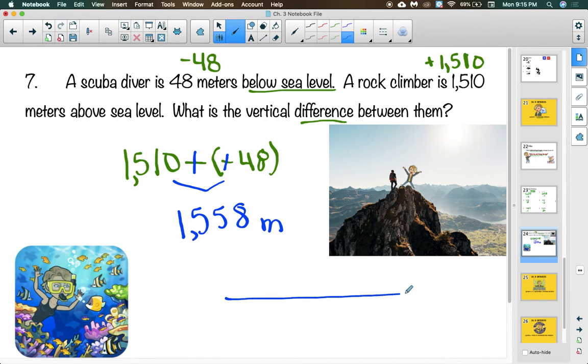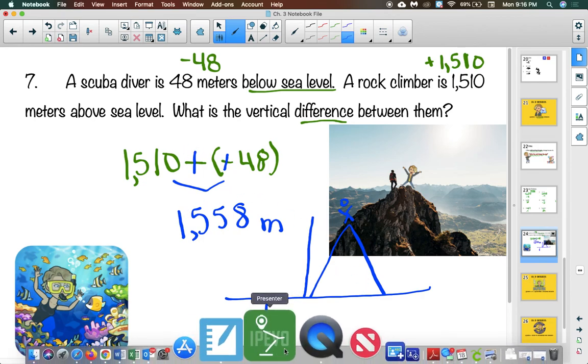And that should make a little bit of sense if here's sea level and here's my diver underneath the water. I've got this distance, okay, and then I've got my mountain, and I've got my happy person up here on top of the mountain, and there's that person's distance. The difference between them would be adding this distance plus that distance. And that's why this becomes an addition problem.